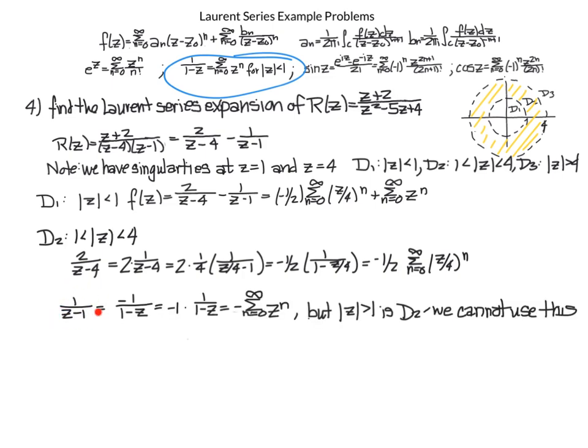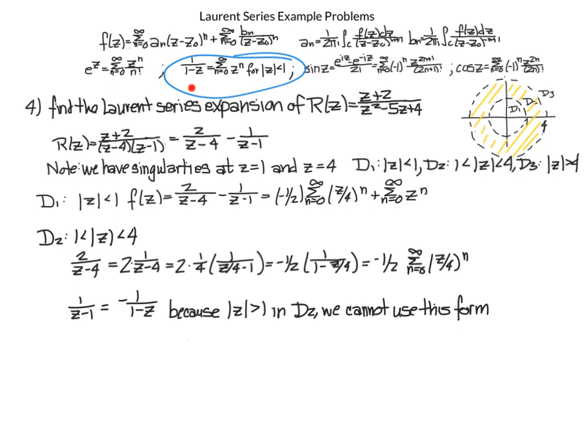Similarly, I'm going to borrow the work I did in D1 for 1 over z minus 1. You know, in D1, D2, and D3, it's always the same fraction, so feel free to not redo all the work. Go back and look at your work. So I have 1 over z minus 1. Factoring out the negative 1, I get negative 1 times 1 over 1 minus z, and then plugging this formula in, summation z to the n. But here, in D2, the modulus of z is greater than 1. So we cannot use this form; this series will not converge.